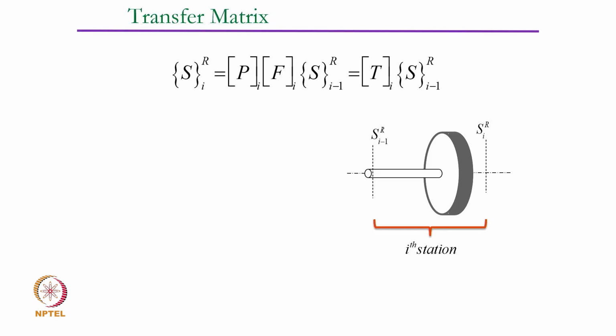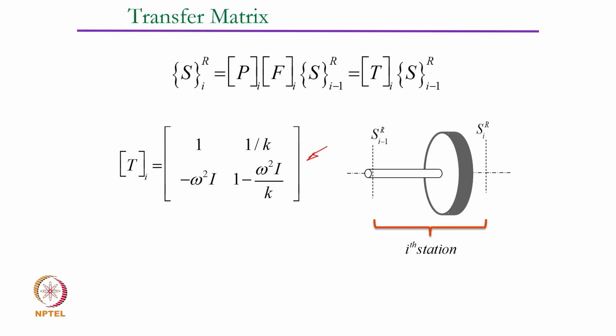So this transfer matrix, if you multiply using all the individual elements that we found for P and F, the net product is going to turn out like this. The matrix of the ith segment is going to be 1 by k minus omega square I, 1 minus omega square I by k. So k is basically the stiffness of the shaft element, and this will be for the ith segment, and it will relate this state vector with this state vector.